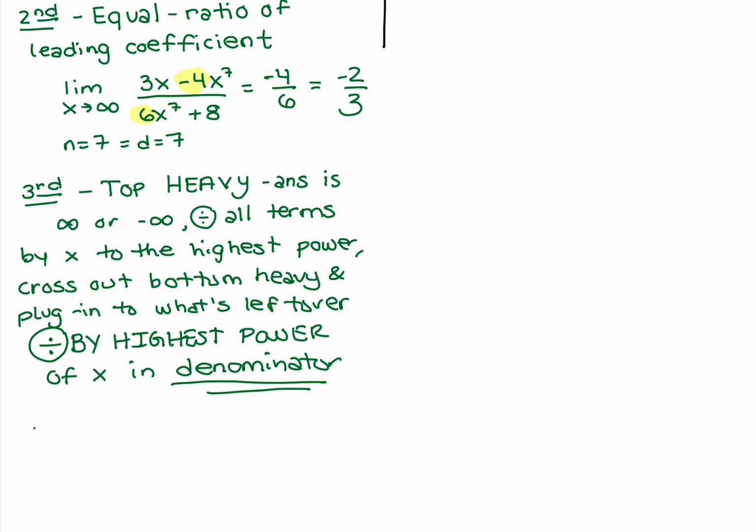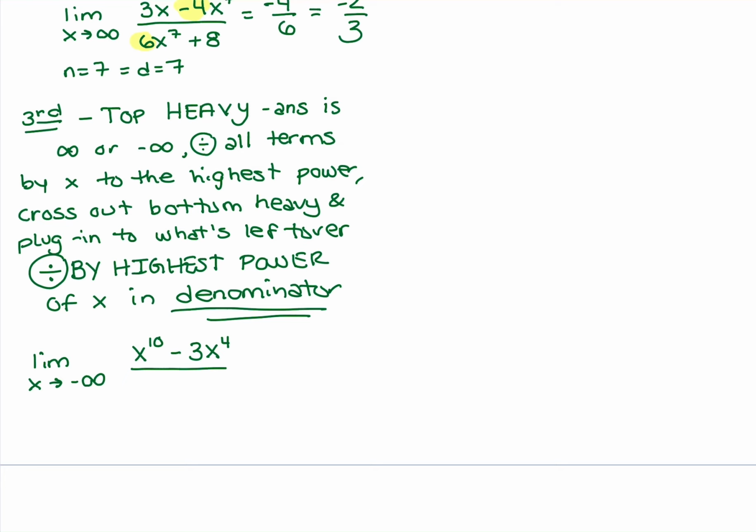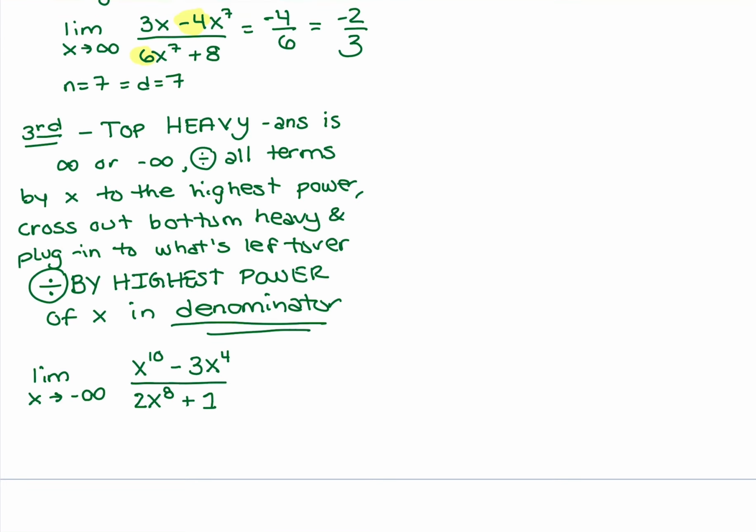So looking at something that's top heavy, you'd have to have the limit as x goes to infinity to even apply these rules. So I'm going to say x is going to negative infinity. And in the top, we have x to the 10th minus 3x to the 4th over 2x to the 8th plus 1. So the degree of the top here is 10, and the degree of the bottom is 8. So this is a top-heavy case. Our worst-case scenario, just because we have to do some work.